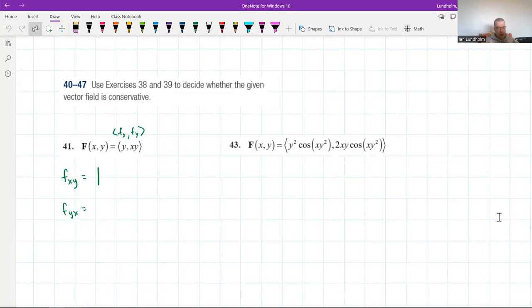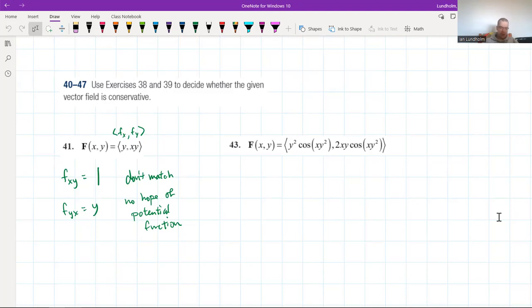And if we went over to f of y and then took the partial derivative with respect to x, this one would be y. And so these mixed partial derivatives don't match, and we have no hope of a potential function. For the second one, to make things interesting, we are going to have a potential function.